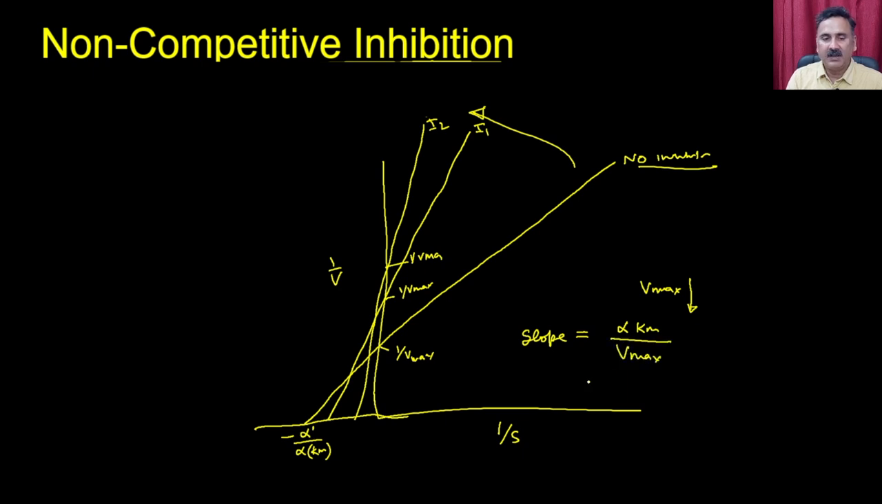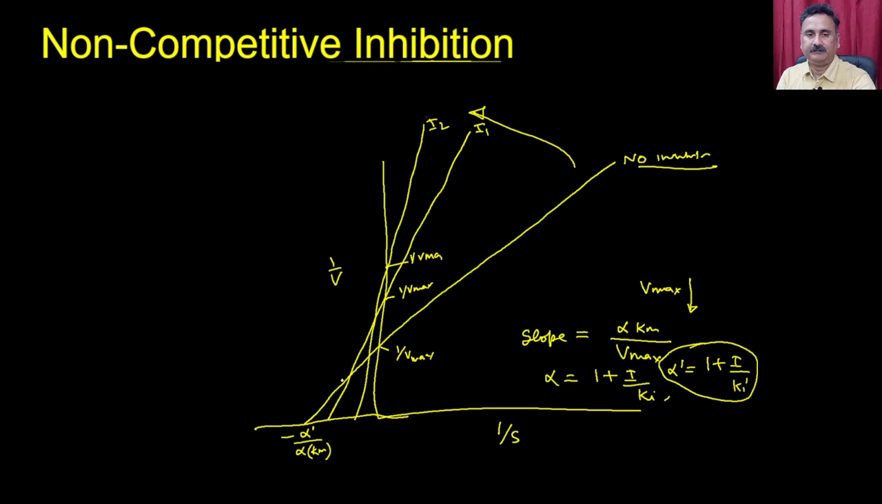Vmax, okay? And remember that alpha is 1 plus inhibitor by Ki, okay? Whereas alpha prime is 1 plus inhibitor divided by Ki prime, okay? So these are the two things you have to always remember, okay? So from the slope, you can calculate the Km and Vmax, and this is the Vmax, this is the Km, what you're going to get.